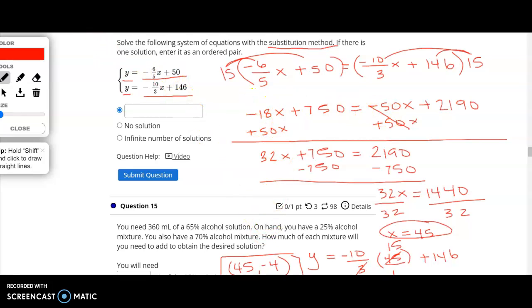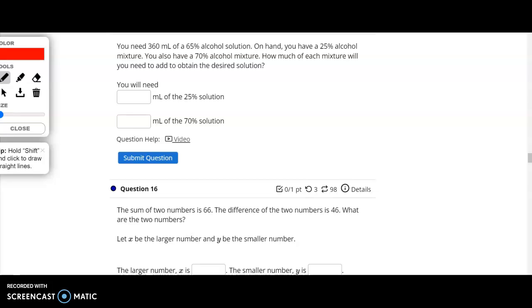Okay, 15, we need 360 milliliters of a 65% alcohol solution. On hand, you have a 25% alcohol mixture and you have a 70% alcohol mixture. How much of each mixture will you need to add to obtain the desired solution? So first, what I would do is label my x and y. So I'll say, okay, x is going to be my 25% solution, and then y is going to be my 70% solution.